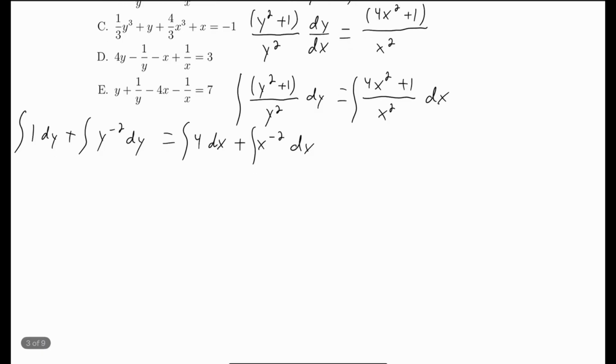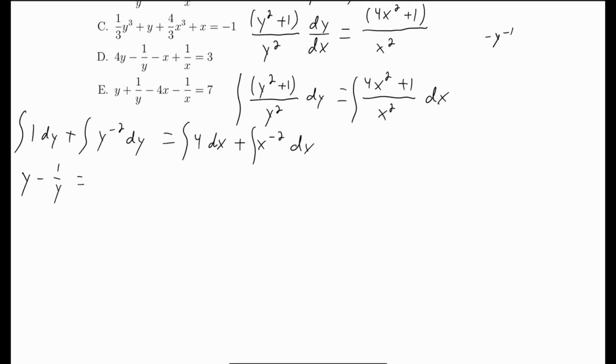Alright, so integrating across from the left, integral of 1 dy is just y. And then we have integral of y to the negative 2. That's going to leave us with a y to the negative 1, so that's going to become negative y to the negative 1, so minus 1 over y. I'm going kind of quick through these integrals just because you can work them out on your own if you need to. I want to focus on the diff-eq part.